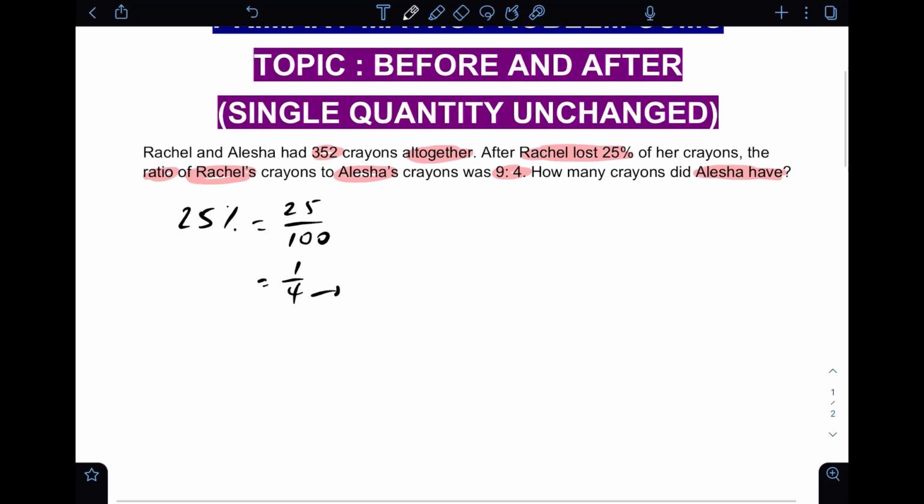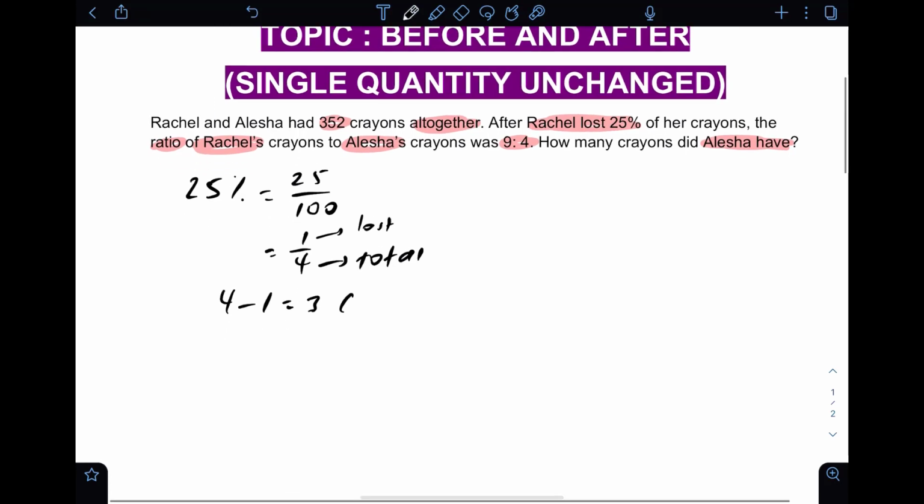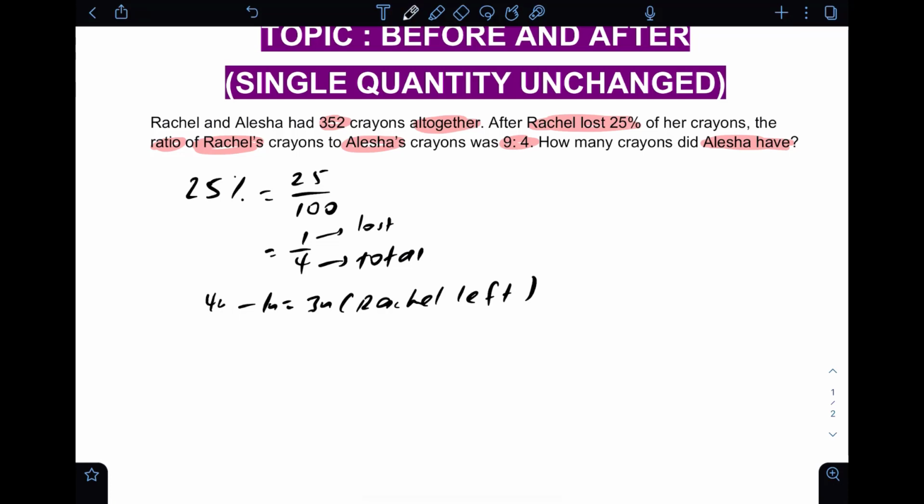So out of a total of 4 units, Rachel actually lost 1 unit. So she's left with what? She's left with 4 minus 1. She is left with 3 units. This is how much Rachel is left with, in terms of units, and please put units here. So Rachel is left with 3 units.